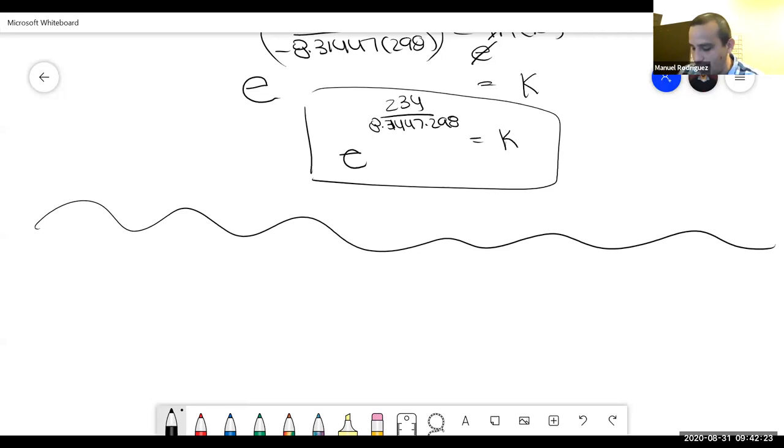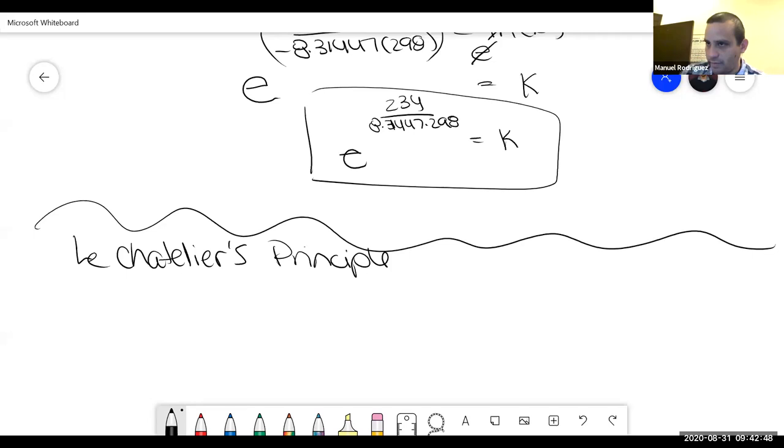Is the one about adding stress to the system. Good? So that's what we call Le Chatelier. So basically it says that when you add a stress to the system, it will adjust to minimize that stress. Good?